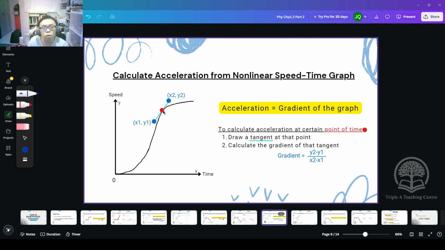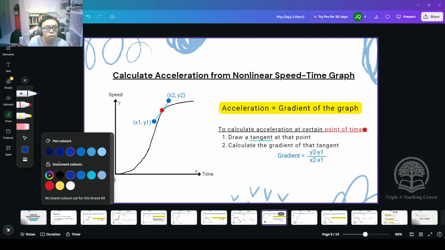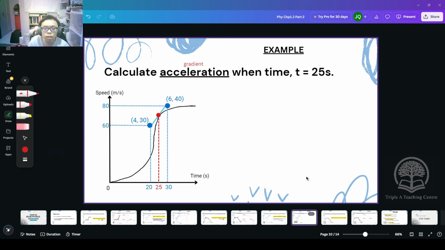Right. So for non-linear, what if the curve is non-linear? How do we get it? We also get it from the gradient of the tangent. Alright, let's see an example. Calculate acceleration when time t is 25 seconds.